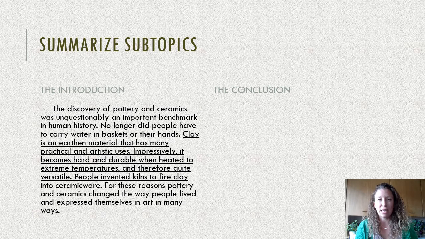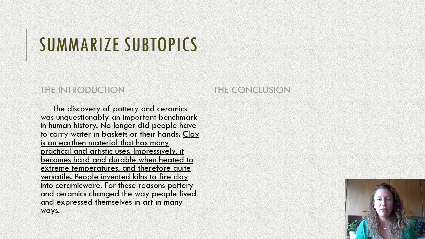Now let's construct some sentences that help to summarize the main points of our expository. Again, like in the introduction, we are going to say a little bit about each of our main points. Here's what I wrote in the introduction, underlined. Clay is an earthen material that has many practical and artistic uses. Impressively, it becomes hard and durable when heated to extreme temperatures and therefore quite versatile. People invented kilns to fire clay into ceramic ware. So in my expository, that is what I discussed. And so in my conclusion, those are the main points that I am going to reiterate.